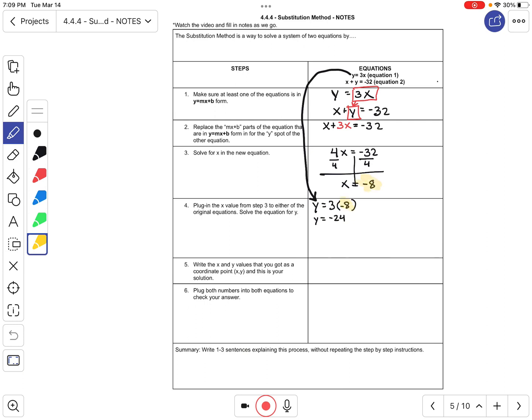So x was negative 8. The equation was y equals 3x. So it's y equals 3 times x's value of negative 8. I've got negative 24.